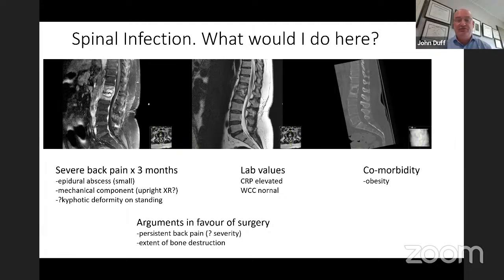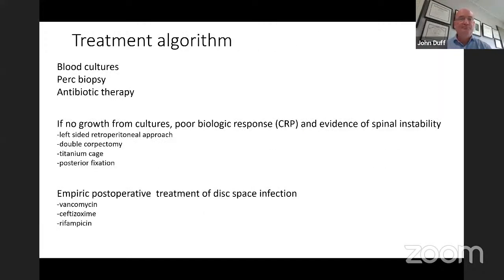We don't have a standing x-ray, so I'm not sure that she kyphoses. Her CRP is elevated. She has multiple comorbidities, including obesity. But I think there's an argument in favor of surgery, and this is what I would favor in this patient with the extent of bone destruction. So aside from doing the routine stuff, the blood cultures, potential percutaneous biopsy, either CT guided, and antibiotic therapy, I think I would veer towards surgery here.